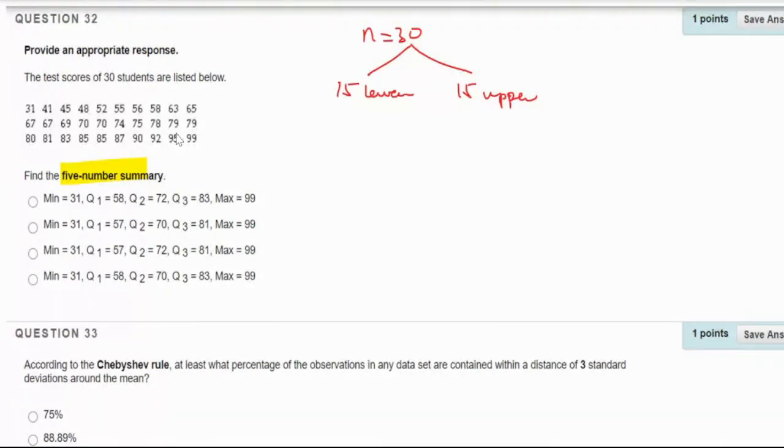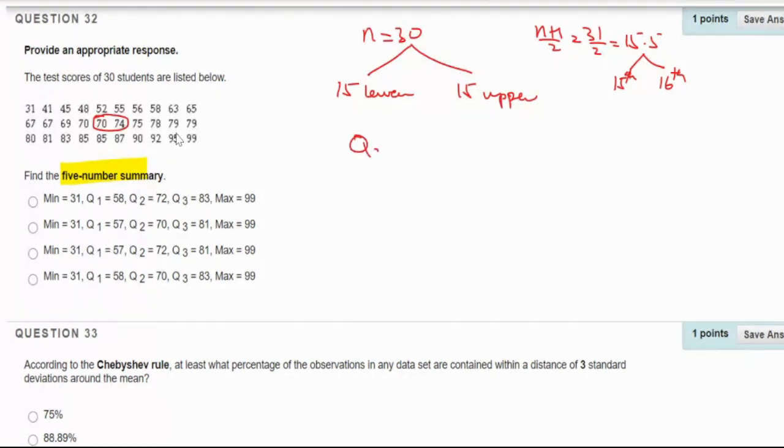If there's 30, then n plus 1 over 2, that is 31 over 2, will be what? Is it 15.5? So we're looking for the 15th value and then the 16th value. All right, so we count 1, 2, 3, 4, 5, 6, 7, 8, 9, 10, 11, 12, 13, 14, 15. These are the 15th and then the 16th value.